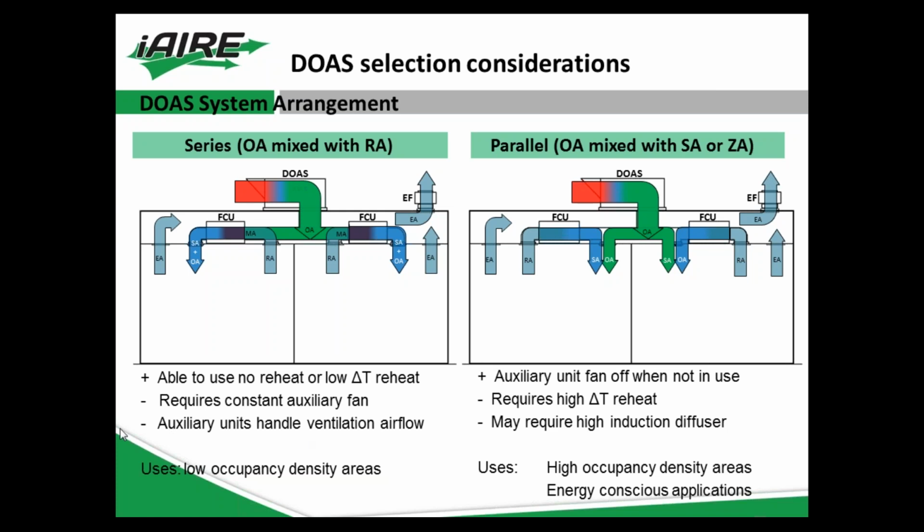So on the other side, to escape that constant running of auxiliary fans in your zone level units, you can feed the DOAS air directly to the space, or you can mix it on the supply side of those fan coils. And again, this is going to require a much higher delta T on your reheat coil, because you don't want to be providing extremely cold air that will mess with the design conditions or mess with the set points of each zone. So I have there at the uses, generally a series style arrangement will be used with low occupancy areas, and a parallel system will be used with high occupancy areas.